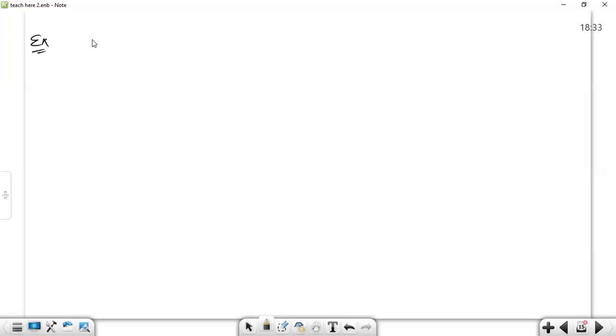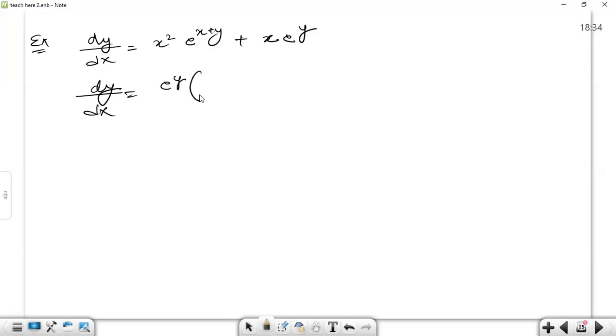For example, you have to solve dy over dx equals x square into e raised to power x plus y plus x e raised to power y. So let's try to separate the variables. This can be written as, let's take e raised to power y common, x square e raised to power x plus x simply. Are you able to understand that? How have I written so?